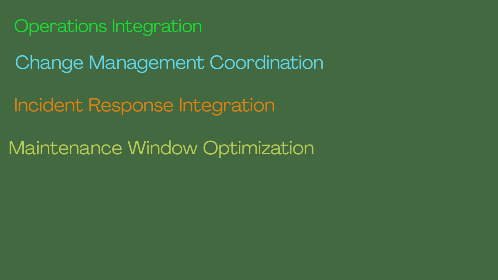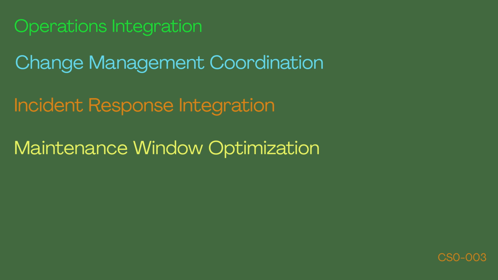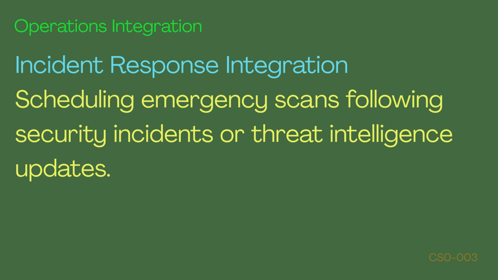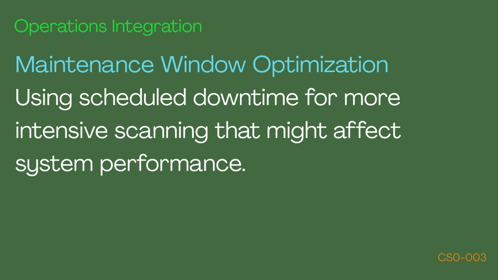And then you have operations integration. This involves change management coordination, incident response integration, and maintenance window optimization. For change management coordination, you're aligning vulnerability scans with system changes to avoid false positives from recent modifications. For incident response integration, you're scheduling emergency scans following security incidents or threat intelligence updates. For maintenance window optimization, you're using scheduled downtime for more intensive scanning that might affect system performance.